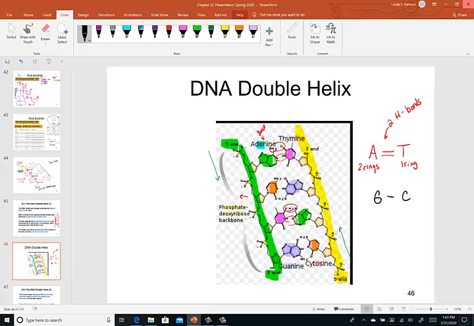G goes to C. The guanine has 2 rings. The cytosine has 1 ring. That 2-ring base will always bond to a 1-ringed base. How many hydrogen bonds do you see lining up with this pair? Well, I see 3 each time. So when G aligns with C, they can form 3 hydrogen bonds to hold those bases together.